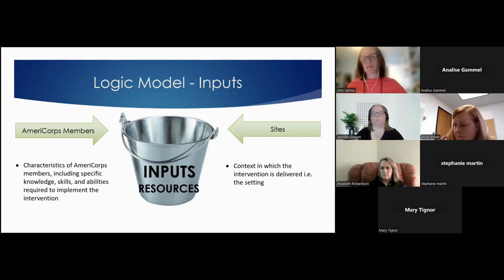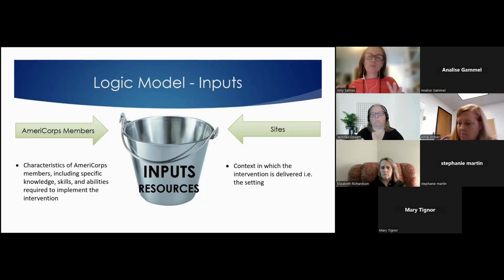And then the second piece is the site. So you'll want to list as much information as you can about the places where members will be serving. These could be external to your organization, like they're being placed at external organizations that are not a part of your organization, but you're going to be entering into partnerships with those external organizations where members are going to be placed. Or if they're internal to your organization, details about where within your organization they're going to be.